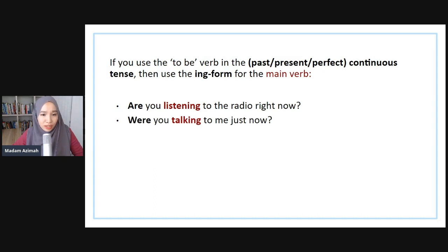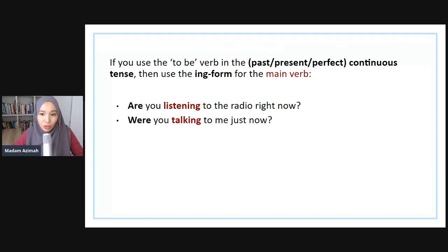Were you talking to me just now? So were, the to be verb there, is past, okay? Were you talking to me just now? Talking is the ing form of the verb. This is the past continuous tense. Okay, you don't have to memorize these past, present perfect because there's a previous lesson on this one.